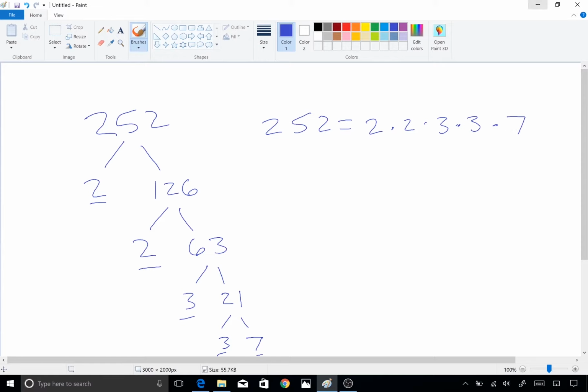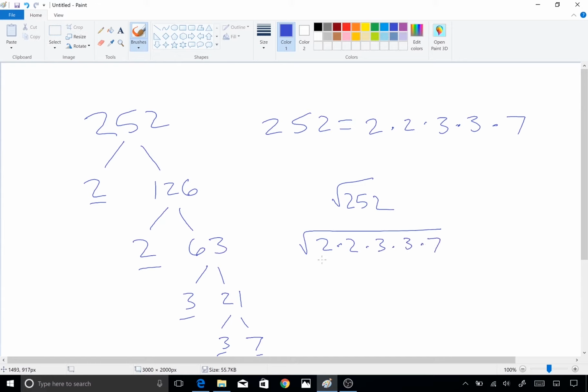Now, to simplify a root, we break the number into prime factors. If there are enough factors to escape the root, we can pull them out. For example, if I want the square root of 252, that's the square root of 2 times 2 times 3 times 3 times 7.